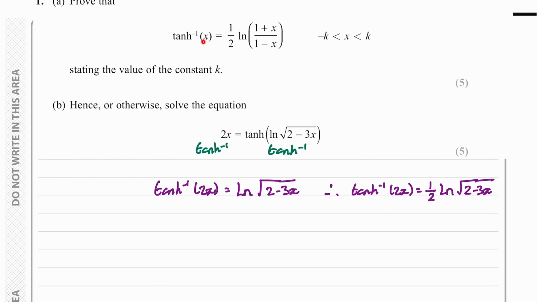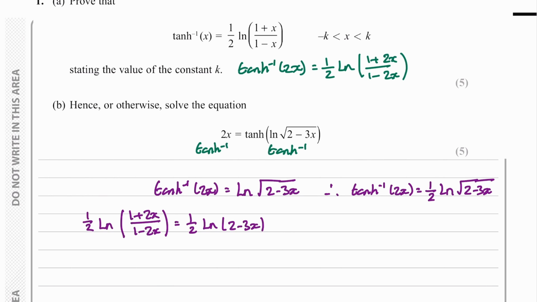If we replace this x with the 2x, then all we need to do is to substitute the 2x into the right-hand side. So now we get the arctanh of 2x is equal to 1/2 the natural log of 1 plus 2x over 1 minus 2x. And now this will be equal to this right-hand side. So now we can write this into here. Then we can cancel out the halves. We can cancel out the natural logs. So we're left with 1 plus 2x over 1 minus 2x will equal 2 minus 3x.